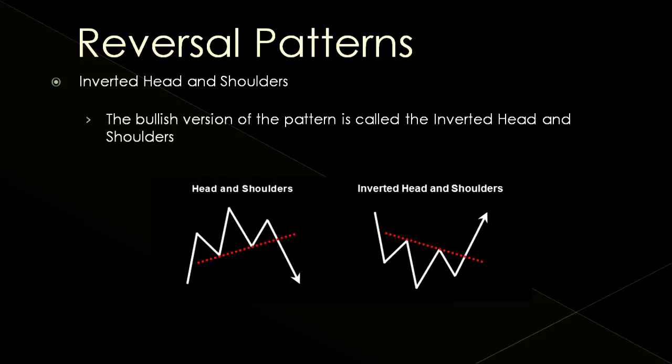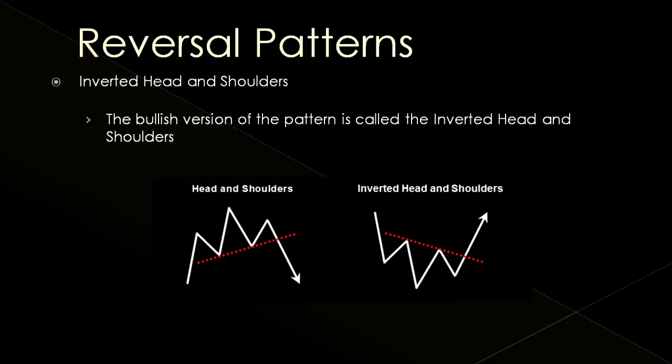On the left-hand side, you can see the head and shoulders, and on the right-hand side, you can see the opposite, the inverted head and shoulders. The inverted head and shoulders is basically the opposite of the head and shoulders pattern. As you can see, with the inverted head and shoulders, price had fallen and formed a valley. It then rose up and formed a peak, and then fell once more and formed a lower valley. Next, price rises and forms a lower peak. This peak is lower than the previous peak. If you drew a trend line across these two peaks, this would form the neckline.